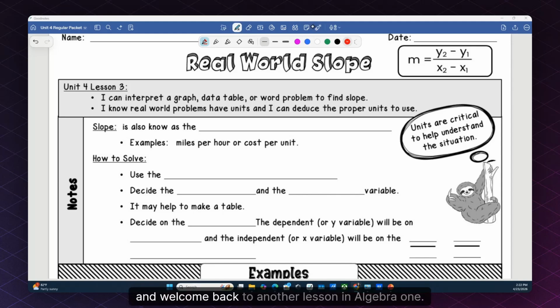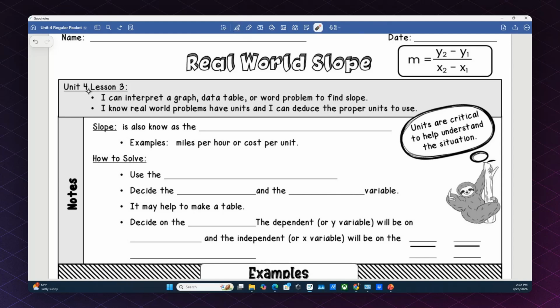Welcome back to another lesson in Algebra 1. Today's lesson is Unit 4, Lesson 3. We're going to be looking at some real-world examples of slope. Remember, this is one of your equations here, m equals y2 minus y1 divided by x2 minus x1.